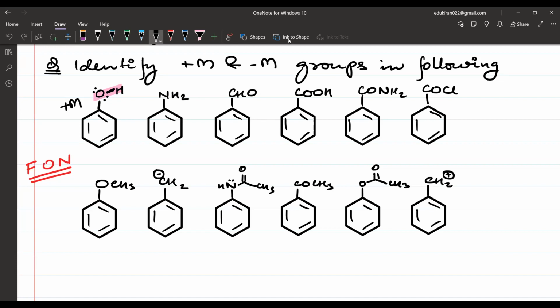Yes, Iram, plus M. Plus M. Why? Because what is the functional group? The functional group is NH2. What is the key atom? Nitrogen is the key atom. Is nitrogen connected to any electronegative element via a multiple bond? No, it is only connected to hydrogen, right? And what will the structure of this nitrogen be in NH2? This will be 2 hydrogens. 1, 2, 3, 3 means 6 electrons, 7 and 8, there is a lone pair here, so it will be plus M. What about this one?